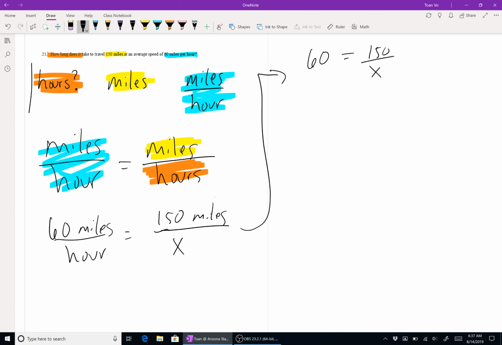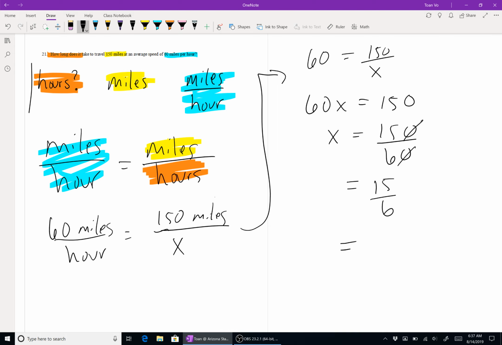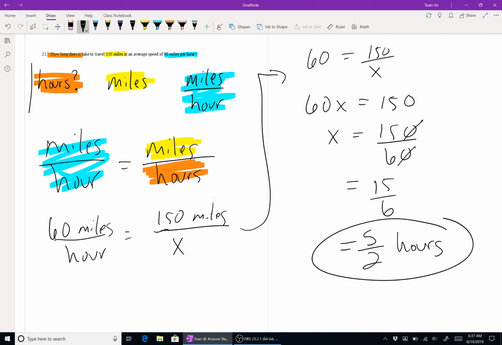So to solve for X, I need to get X off of the denominator. The opposite of dividing is multiplication. Multiply both sides by X, and then divide out the 60. And then all you have to do is reduce your fractions. You can slice out a 0, and then you can divide out a 3. So that's 5 halves, and the units were hours.